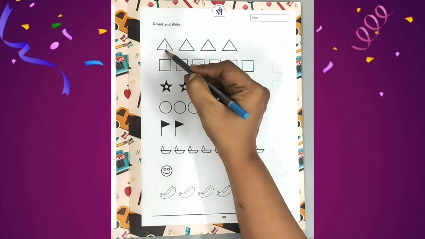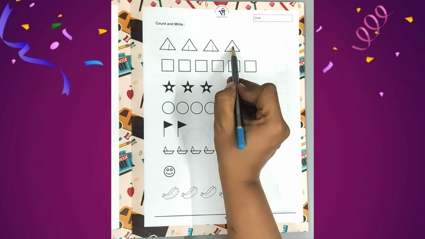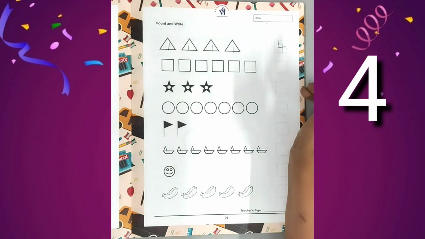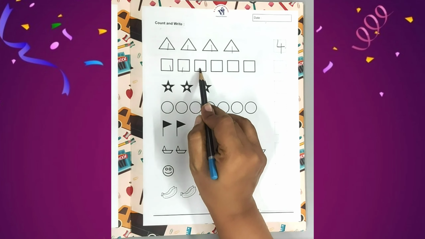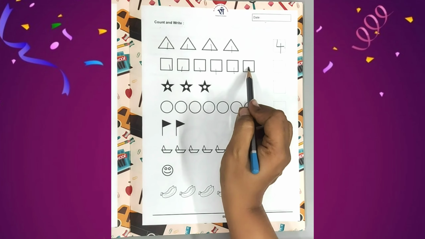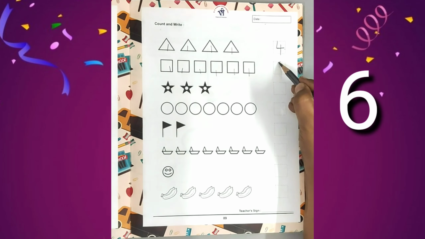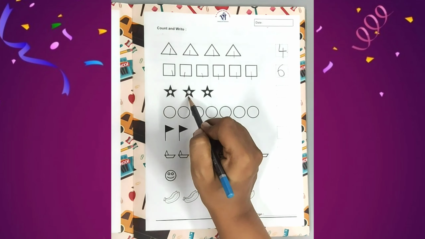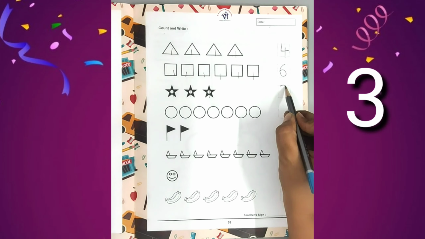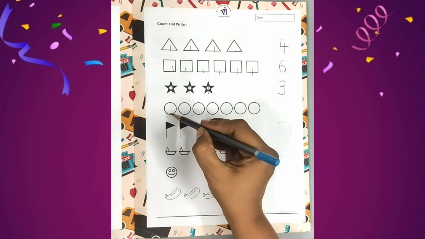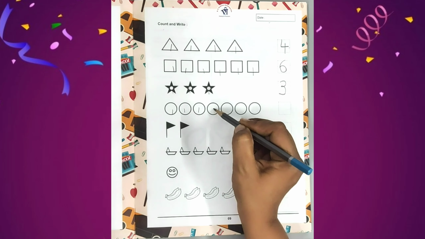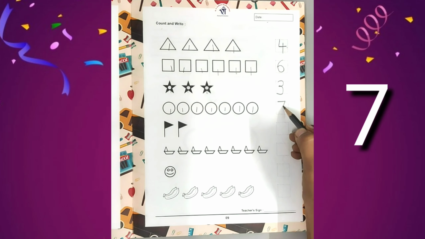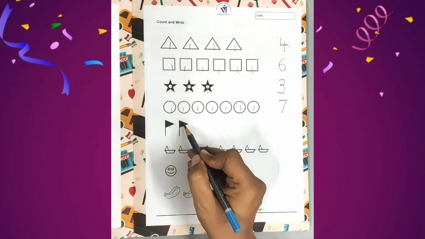1, 2, 3, 4. So, here we have to write number 4. 1, 2, 3, 4, 5, 6. Write down number 6 here. 1, 2, 3. So number 3. 1, 2, 3, 4, 5, 6, 7. Number 7.